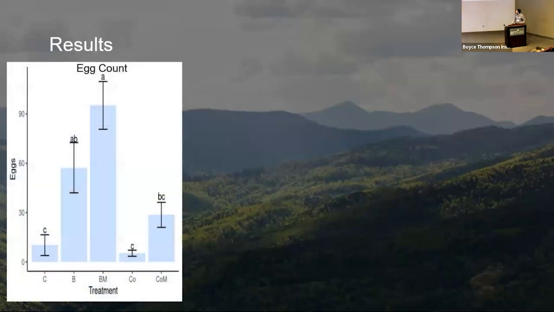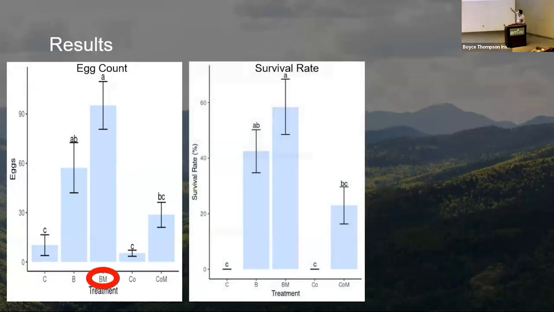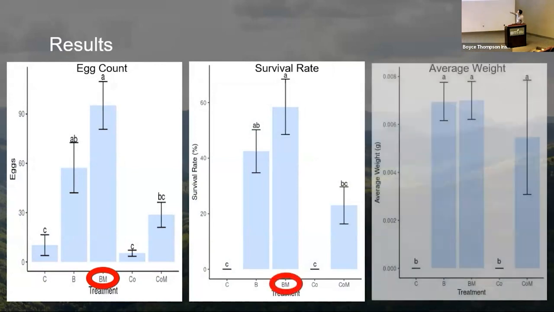Okay. So we found that beans with meat meal did have the highest preference, which is what we predicted, in terms of the eggs laid. The survival rate was also highest in beans with meat meal. And in terms of average weight, there was no significant difference except in the control, which makes sense because there's no seeds, therefore no food source, and the corn.